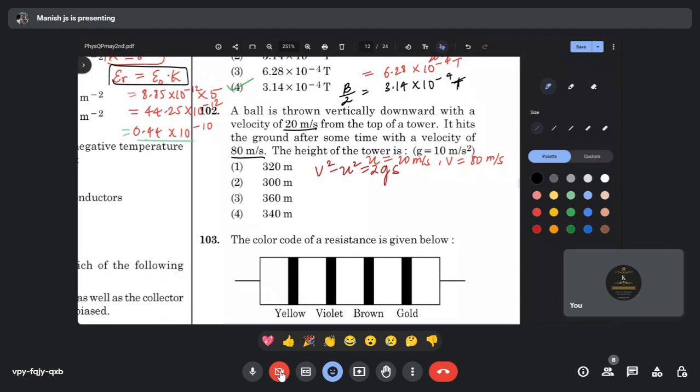So you go for a rearrangement and then you need to find out. Okay. Substitute the values and then you will have to go for a simplification. So what is S? S is nothing but V square minus U square upon 2G. So 80 squared minus 20 squared upon 2 times 10 is 20. So how much are you getting? Simplify this.